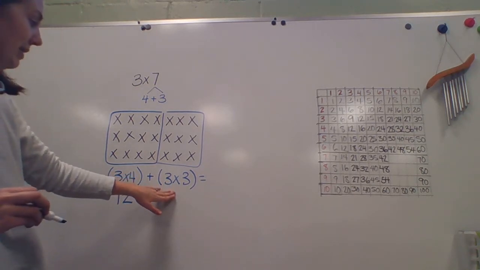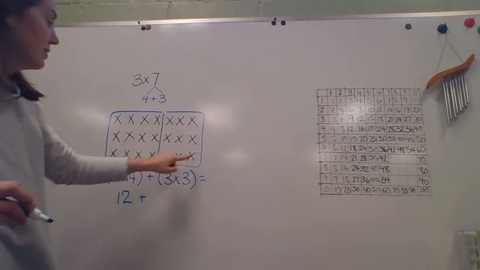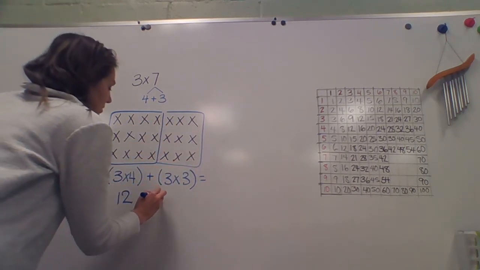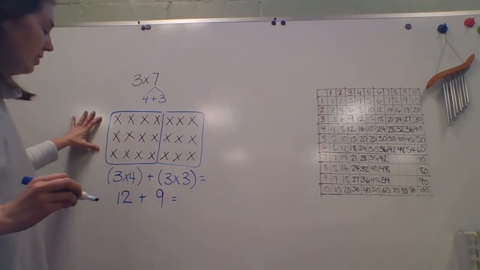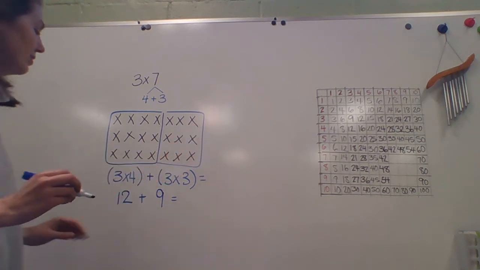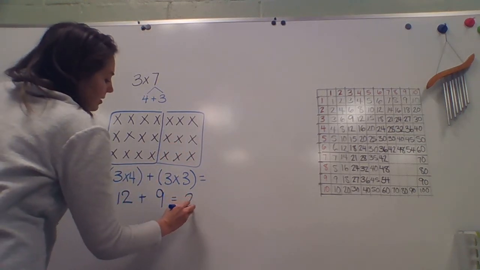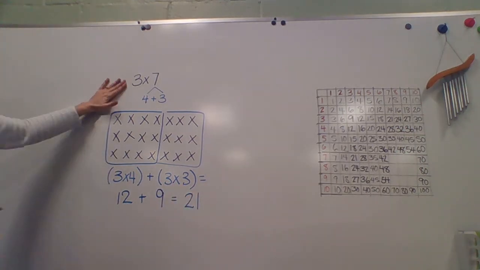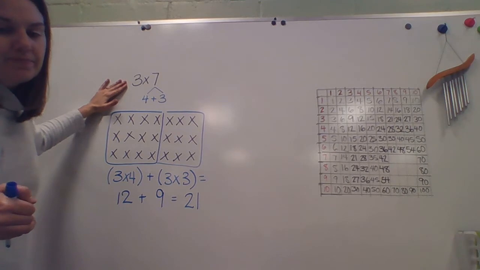Now I'm going to add it to my 3 3s. 3, 6, 9. So now I have 12 on one side and 9 on the other. 12 plus 9 is going to get me 21. I still got the same answer for 3 times 7. I just showed it in a different way.